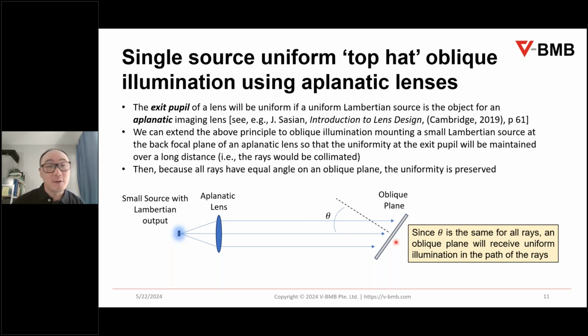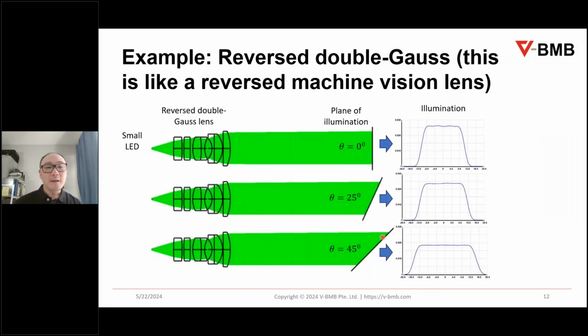Additionally, if you tilt a plane of illumination, because every ray is tilted at the same angle, every ray on the plane will experience the same cosine theta. So it'll still be uniform, all right? So let's see how that happens.